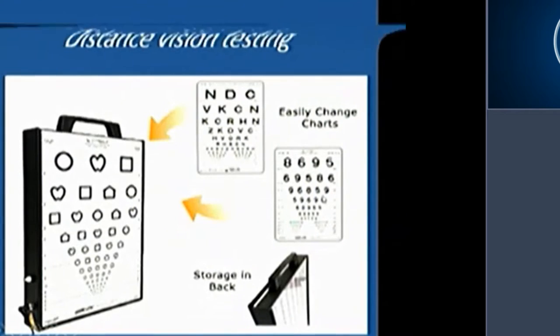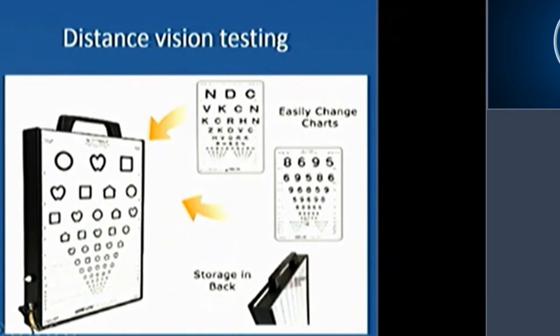For distance vision, we use the light box, and in that the Lea symbol chart or digital chart, which has ETDRS values with equal distance between the symbols. The difference between the Snellen chart and this chart is that each symbol has its value. So we can document the progression of even one or two symbols of improvement after some time when we are giving the low vision care.